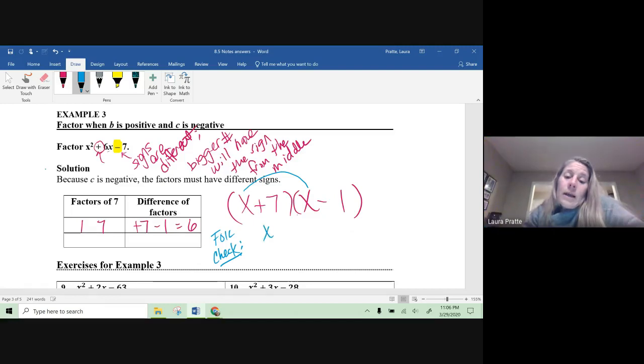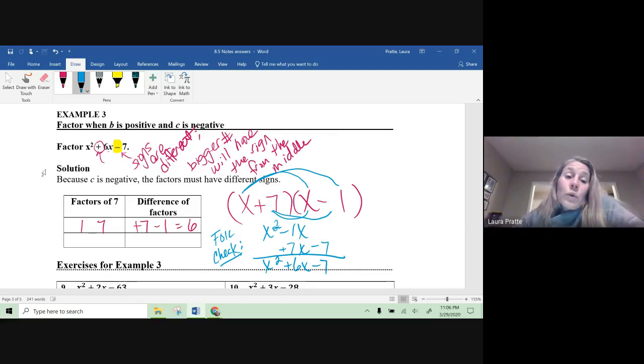X times x is x squared. Then x times negative 1 is negative 1x. 7 times x, positive 7x. And 7 times negative 1 will be negative 7. And then when you combine those two in the middle, that would give you that positive 6 in the middle.